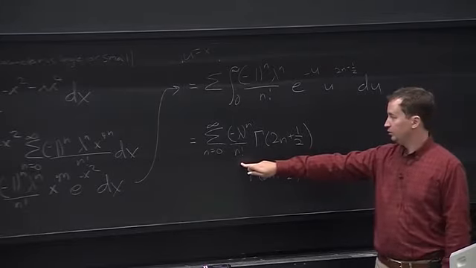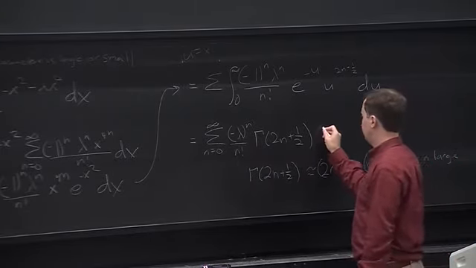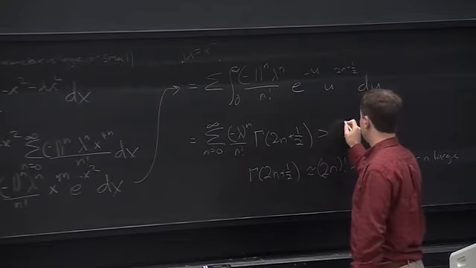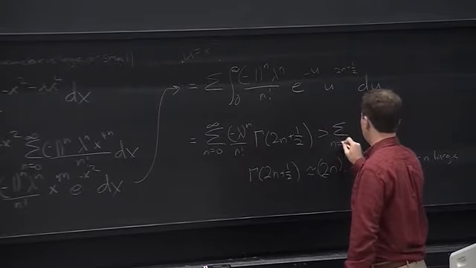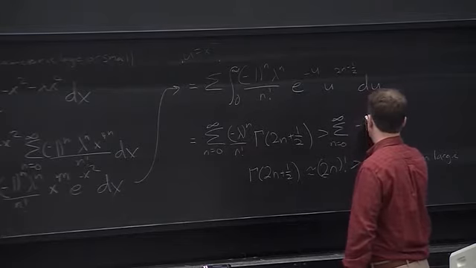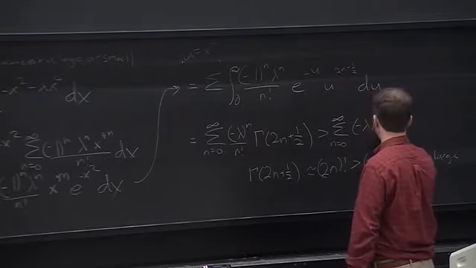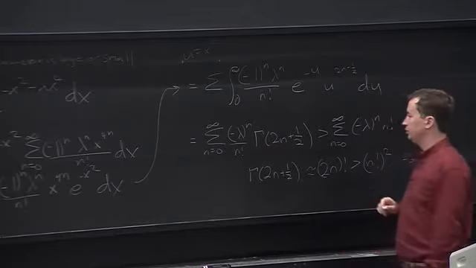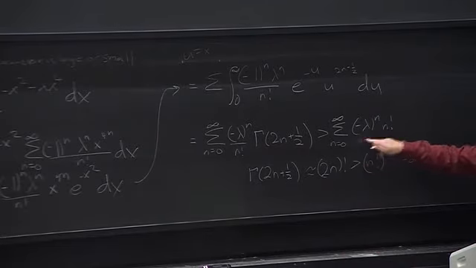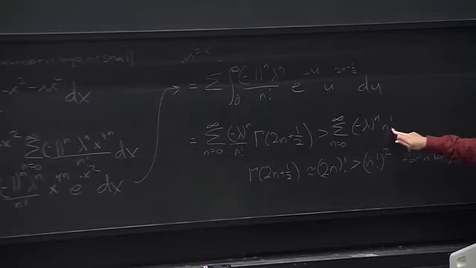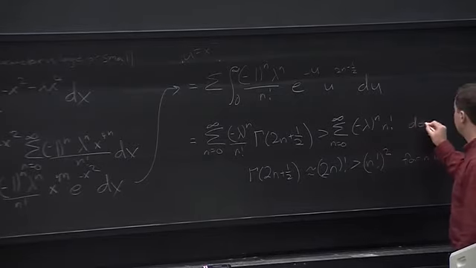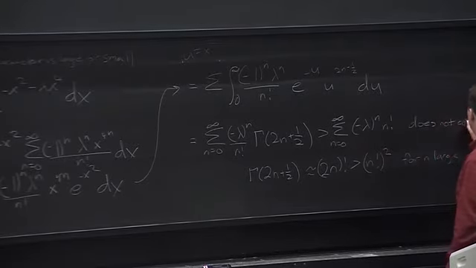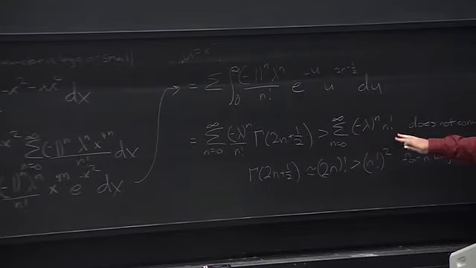And so that means this is greater than the sum of minus lambda to the n times n factorial. So the coefficients here are growing factorially, which means this sum certainly doesn't converge for any lambda. This is a divergent series.